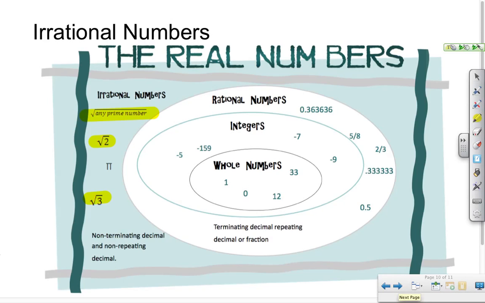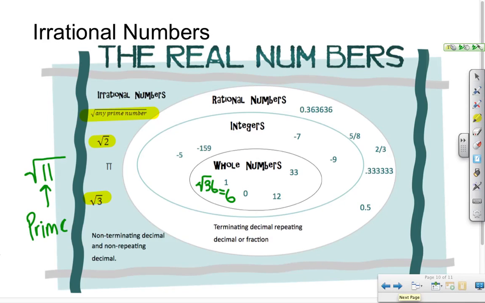If I were to add here the square root of 11, that's going to be an irrational number because 11 is prime. Now the square root of 36 is actually going to be a whole number because the square root of 36 is just 6. So it would fit in our whole numbers. But anytime the number is prime, then we know that's going to be an irrational number.